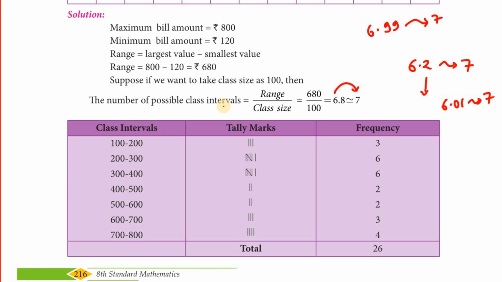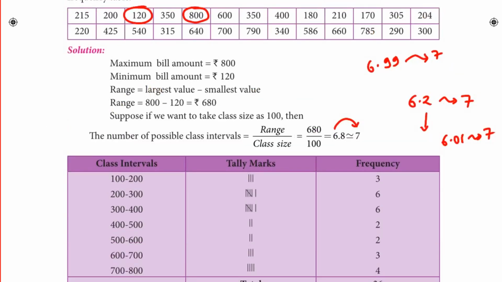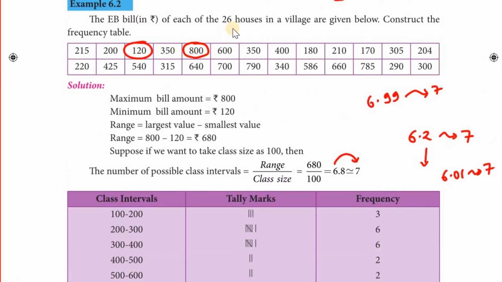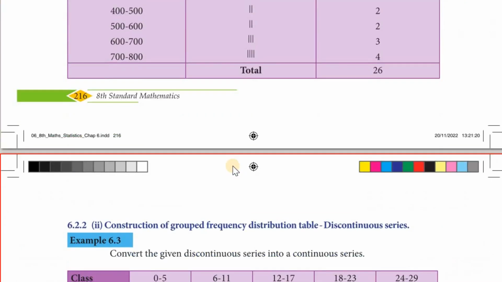Okay, so now let's do this. Class intervals: 100 to 200 and so on, up to 700 to 800. Next, what's the frequency? We have done this. After doing all this, it's important that you calculate the total frequency and see it is 26, so it matches with the data. You have not left out something during your calculation.